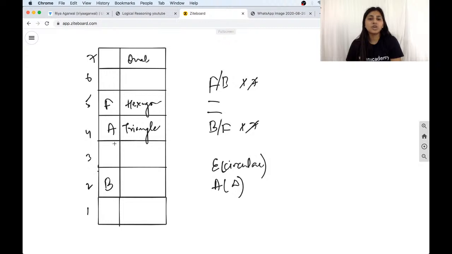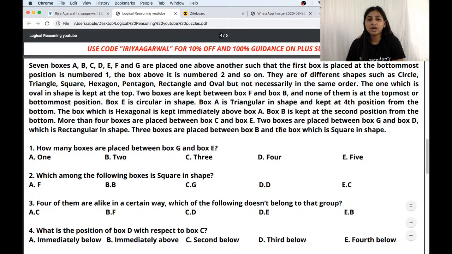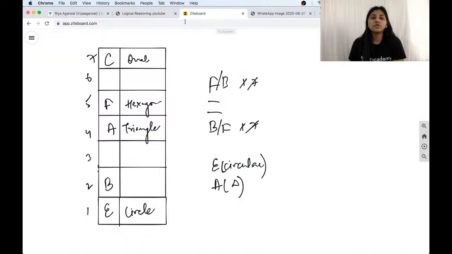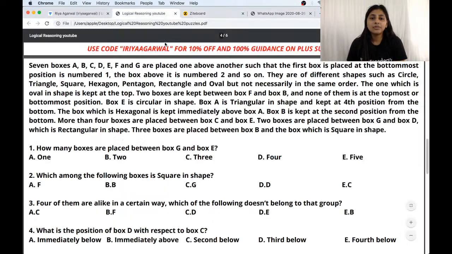So if G और E के बीच में 2 है, that is only possible if we place G and D here, right? Which means it has to be like that. C has to be there, E has to be here, and E is what? Circle. E is circle. Now this C और कहाँ गया? G and D जो है, D rectangular है. We have to place them in one of these 2 places. D is rectangle. Okay, what else?